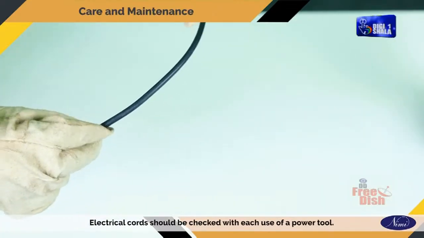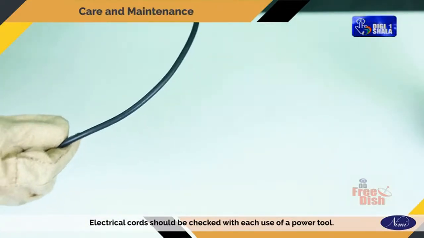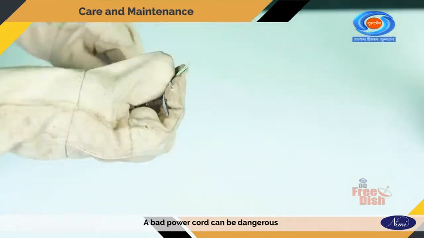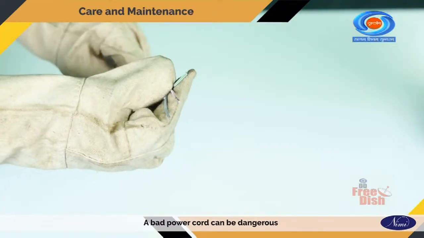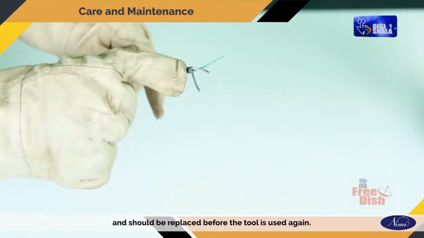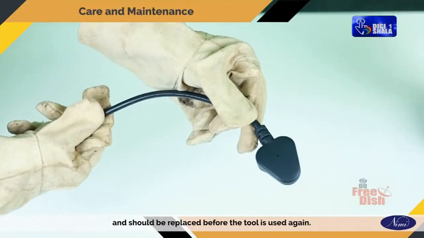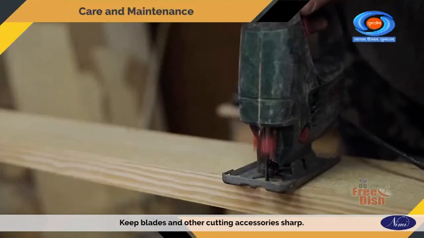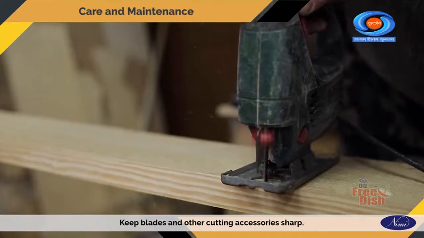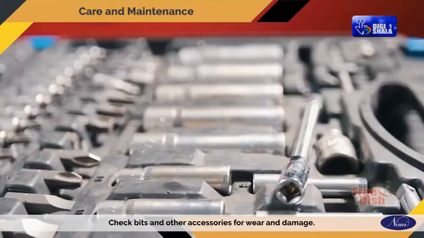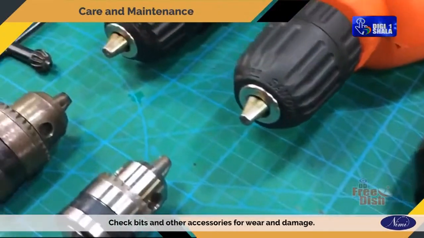Electrical cords should be checked with each use of a power tool. A bad power cord can be dangerous and should be replaced before the tool is used again. Keep blades and other cutting accessories sharp. Check bits and other accessories for wear and damage.